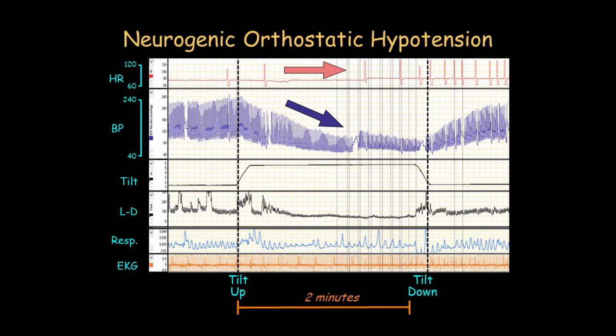Heart rate is supposed to go up. It's not. So this suggests a neurogenic cause of orthostatic hypotension.